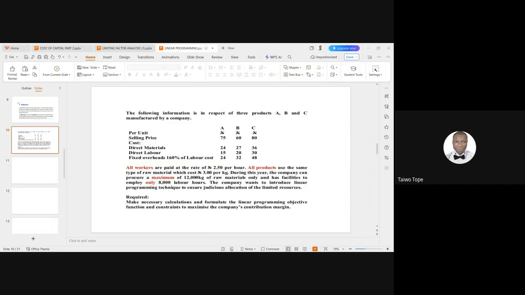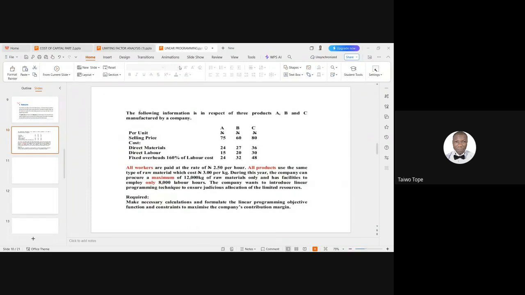So fixed overhead is what? 160% of labor cost. If you want to get the fixed overhead, though I don't think it's required here, you don't need it. But I know if you're in the exam hall, you'll be imagining, won't I use it? You understand? 160% of 15 will give you the fixed overhead.